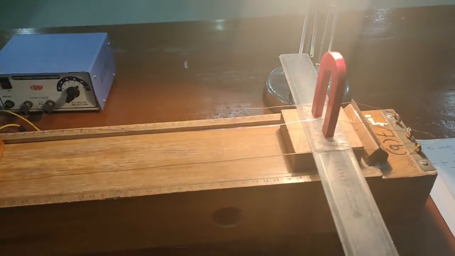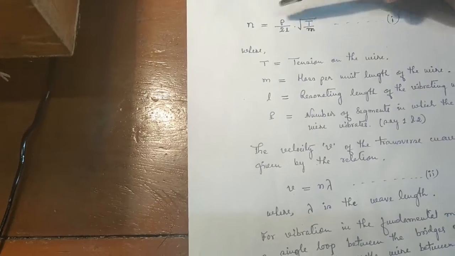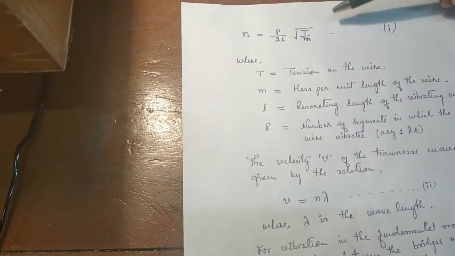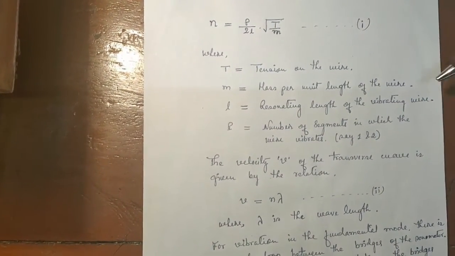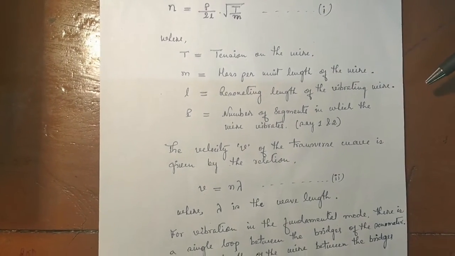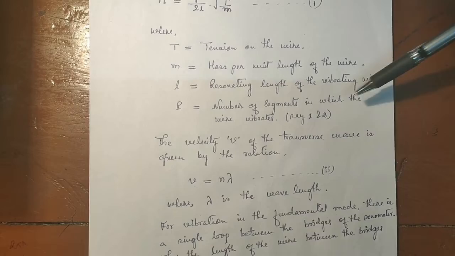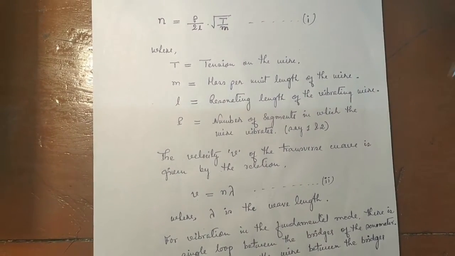And the frequency of the alternating current can be obtained by the equation n equals P by 2L into root T by M, where T is the tension on the wire, M is the mass per unit length of the wire, L is the resonating length of the vibrating wire, and P is the number of segments in which the wire vibrates, say 1 and 2 loops.